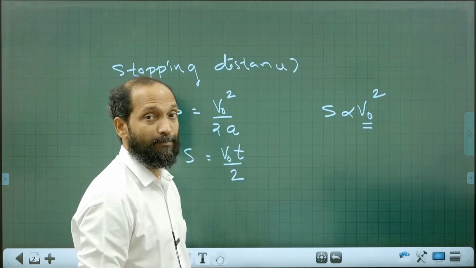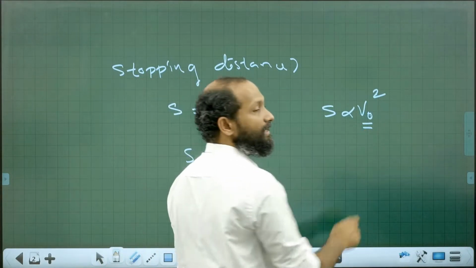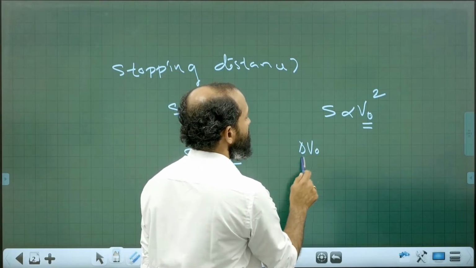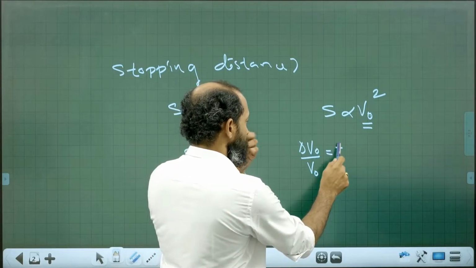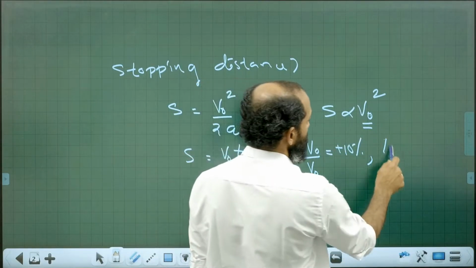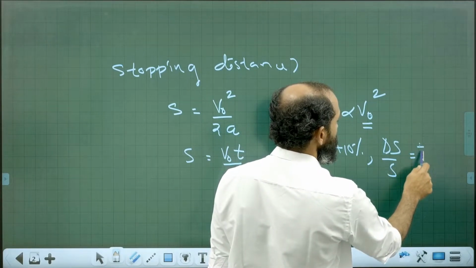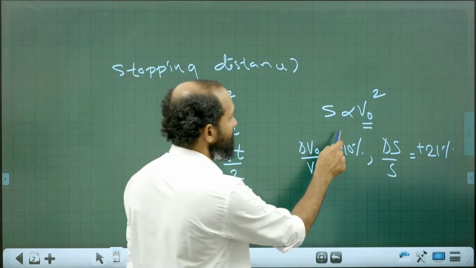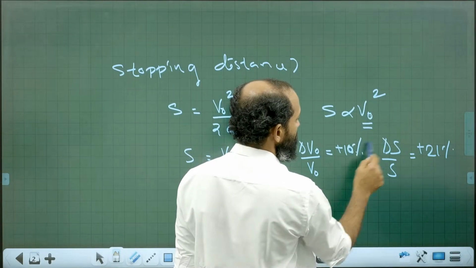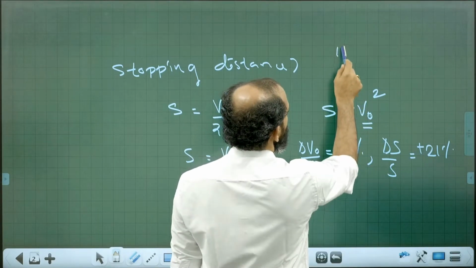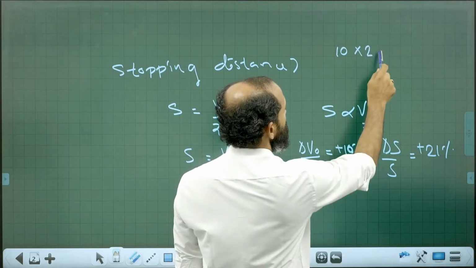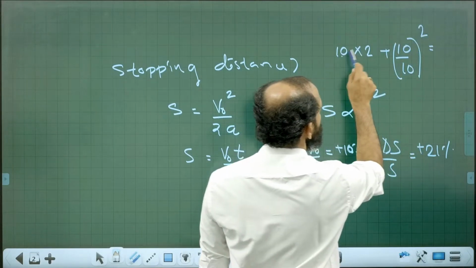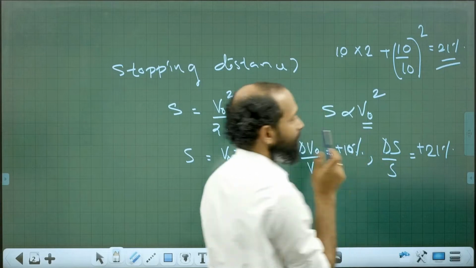Now percentage type problems. Speed increased by 10%. If speed increases by 10%, then stopping distance increases by 21%. This type of question is also asked. You can quickly come to this answer. 10 becomes 21. How? See, 10 into 2 is 20, plus 10 by 10 squared, that is 1, so 21.